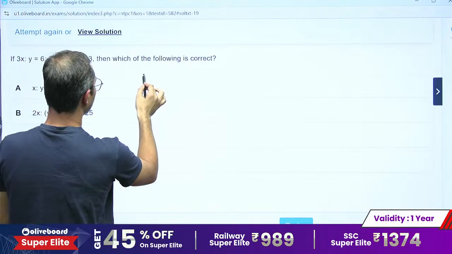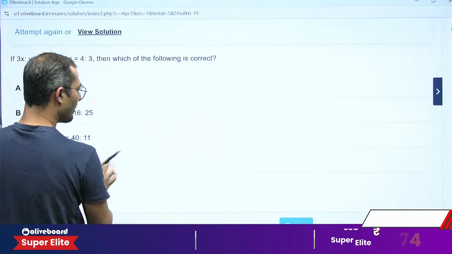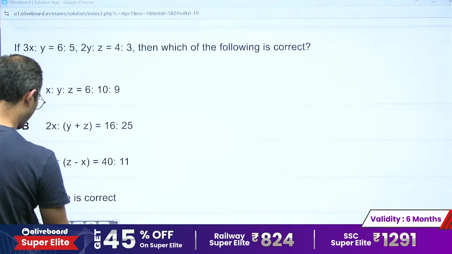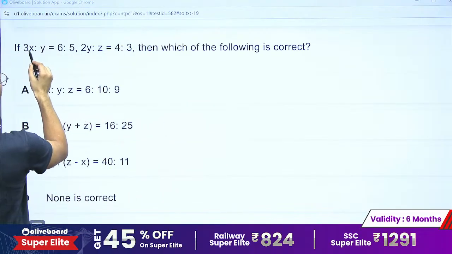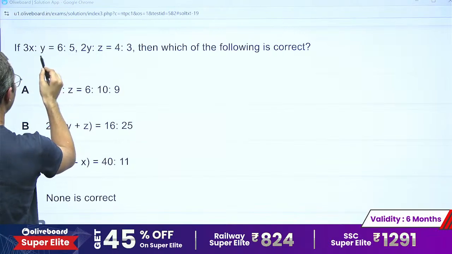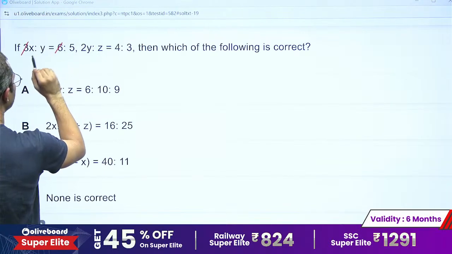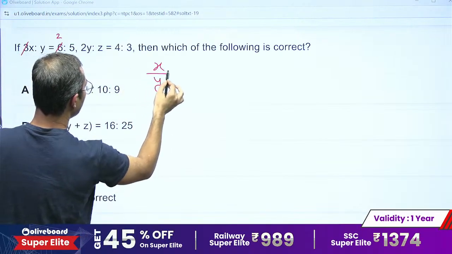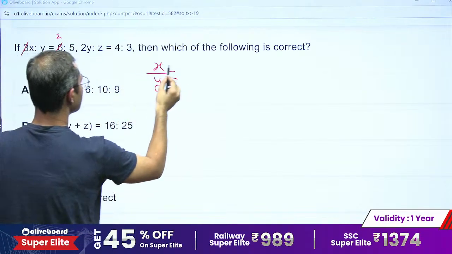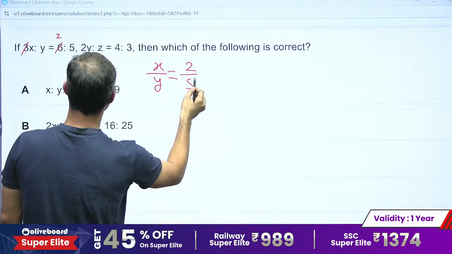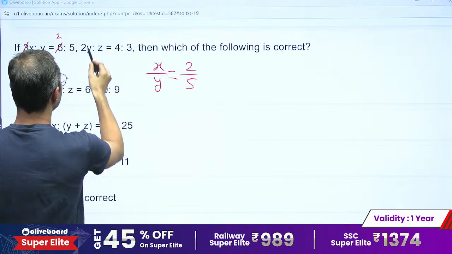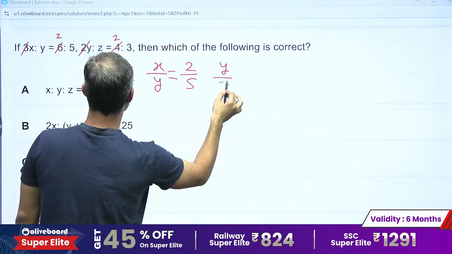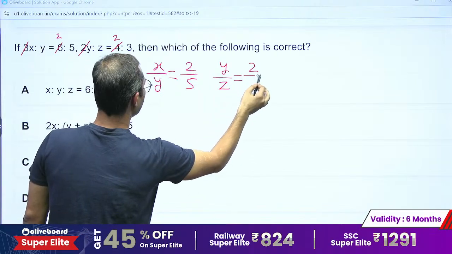From the first, we can say that 3x is to y is equal to this, right? So we can say that by 3 this is cancelled 2 times. So x upon y is equal to what? X upon y is equal to 2 by 5, right? I think this is very much correct. By 2 we can cancel it 2 times. So we can say that y upon z is equal to 2 by 3, right?